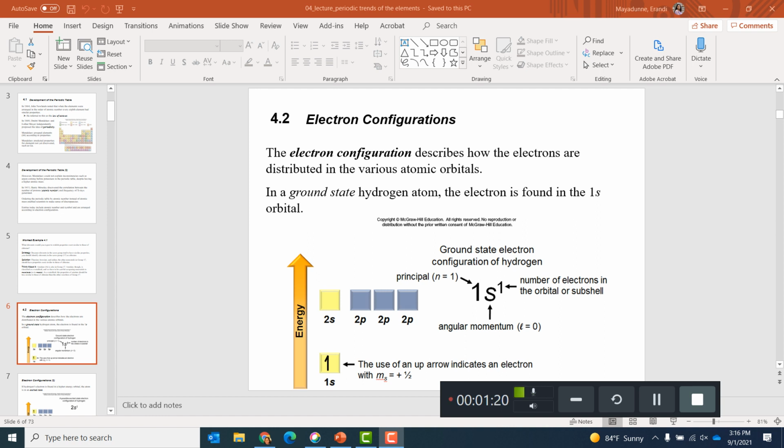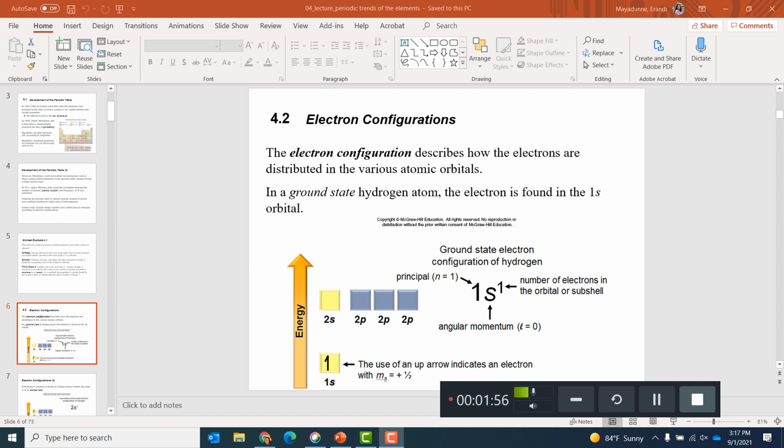So I told you why we are talking about these quantum numbers. The main reason is to learn about electron configuration. What is electron configuration? Electron configuration is how electrons are distributed in various atomic orbitals. Remember I told you, this is a nucleus, and as you go away from the nucleus, principal shell 1, principal shell 2, and so on.